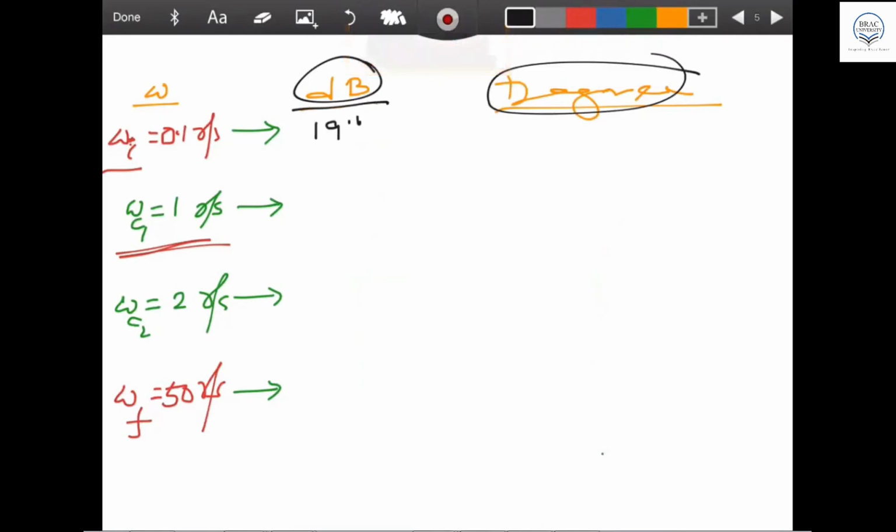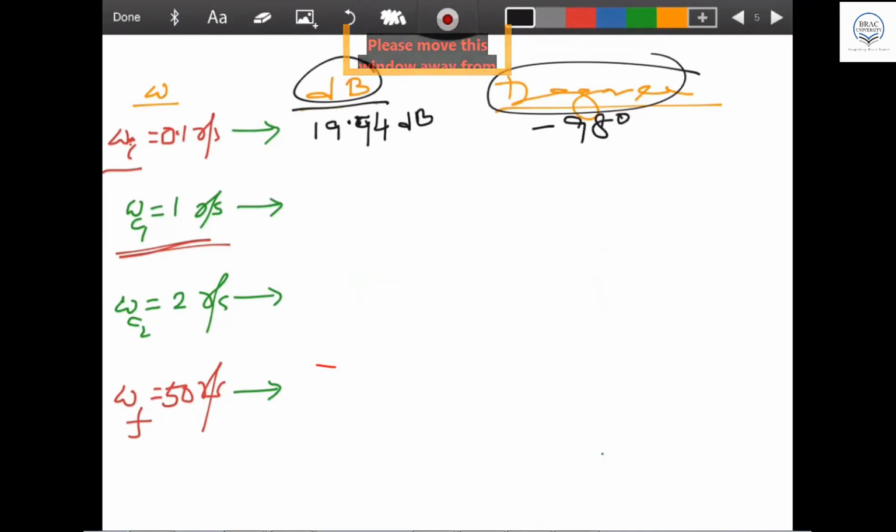19.94. Can you see the screen? Yes, sir. And then what did you get for the degree? Minus 98. Mahmoudul Kabir, is it minus 19 or 19.94? Minus 19.94 and angle is minus 98. 98 degree. Okay. What is the next one?